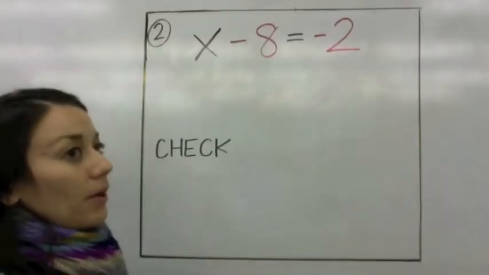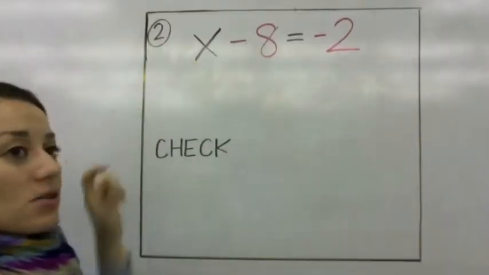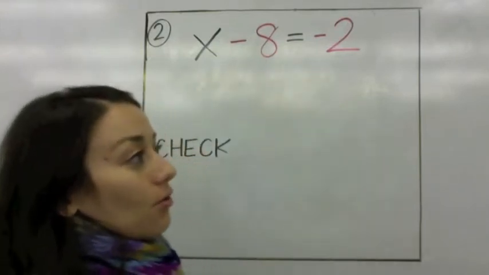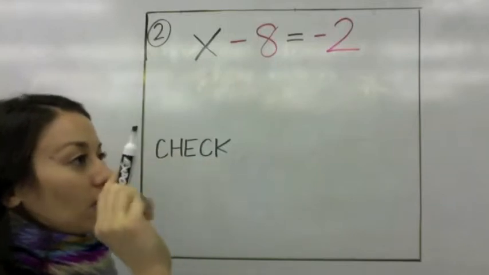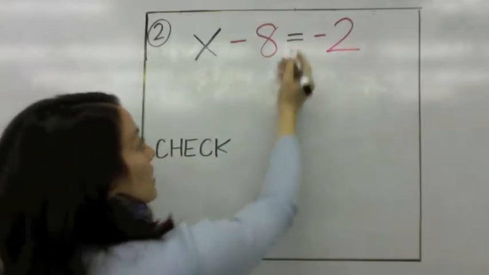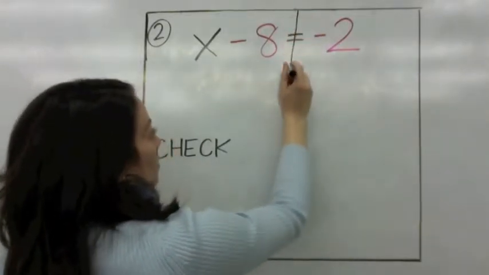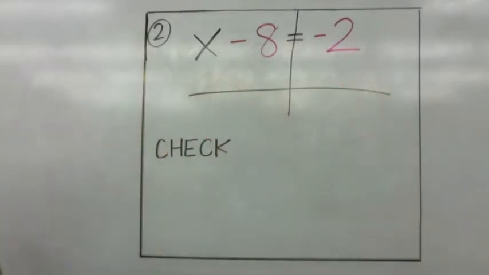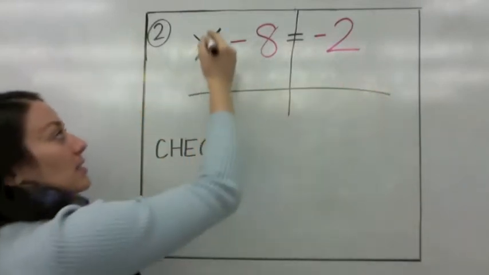Okay, so read equation number 2 with me. It says x. What does it say? X minus 8 equals negative 2. Okay, so the first thing we make is a t to separate both sides of the equation. Leave some space. All right, so we're looking for what is x.